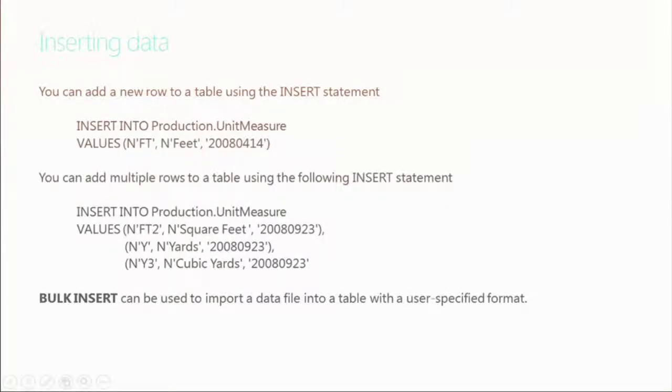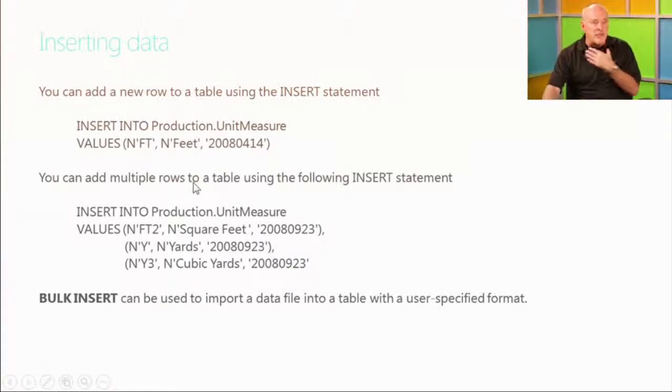So in order to add data, we can use the insert statement. We do an insert into, and then we supply the table name in the schema. Now notice I'm not supplying any columns. If I understand the columns that are in there, I don't need to put the column names in. So I'm going to say insert into production.unitmeasure. The value of the first field is going to be FT.